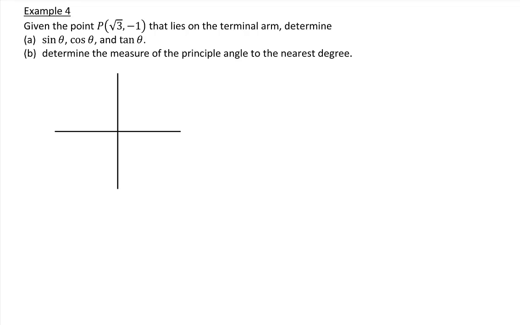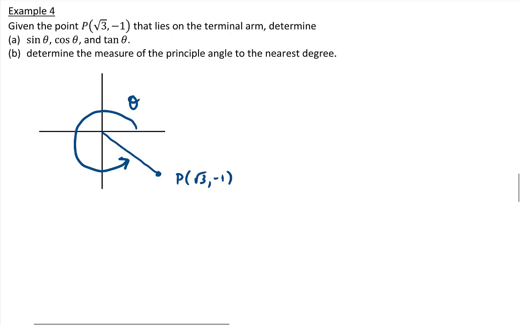So example 4, given the point root 3 and negative 1. First, let's plot our point, root 3 and negative 1. So our terminal arm is in quadrant number 4. So let's draw our principal angle. So here is our principal angle. So we'll call this theta. And in grade 11, you would have looked at a new definition for sine, cosine, and tangent on a Cartesian plane. You would have learned that sine of theta is equal to y over r.